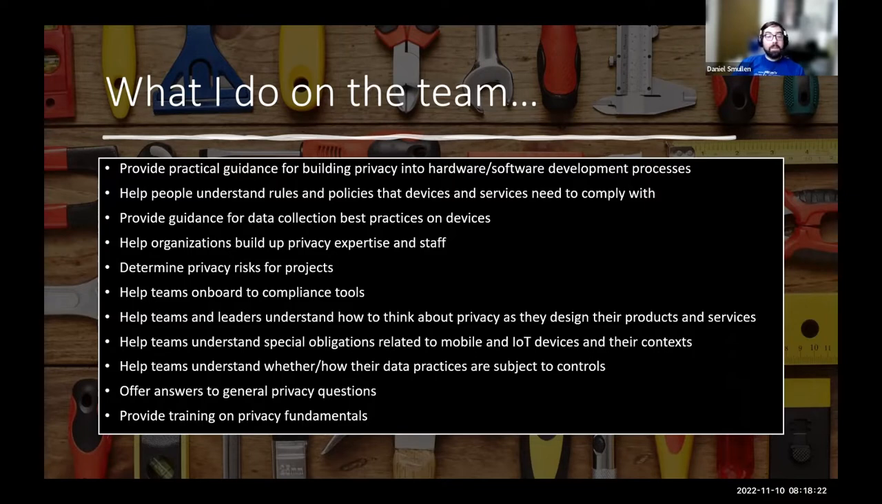And then I also help teams understand whether or how their data practices are subject to controls. That doesn't necessarily mean policies or rules or things like that. It may mean actual mechanisms that make sure that privacy enhancing technologies are incorporated into things, or that data is aggregated in a certain way, or that it's de-identified in a certain way, and so on. And then also, I offer answers to general privacy questions and provide privacy training on fundamentals.